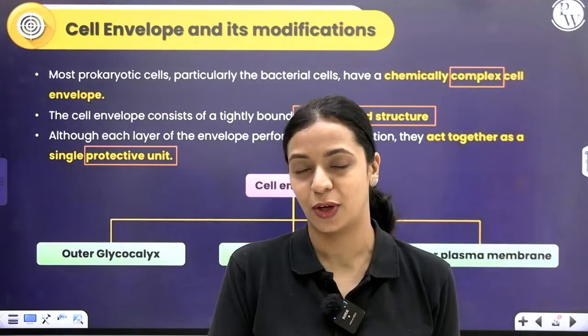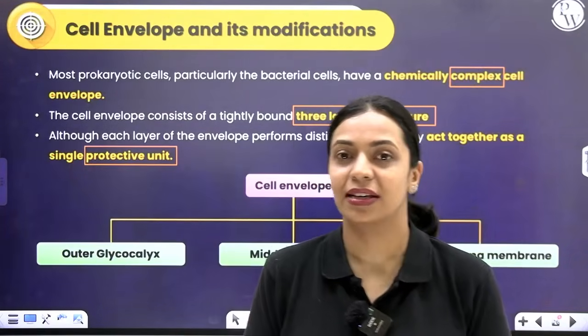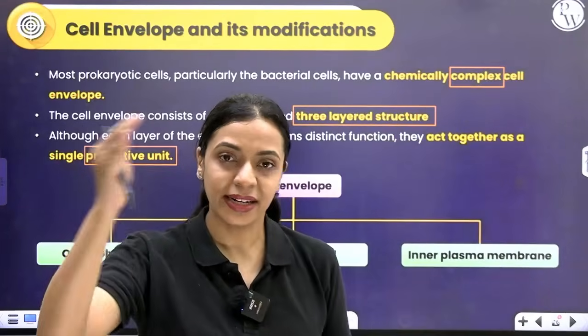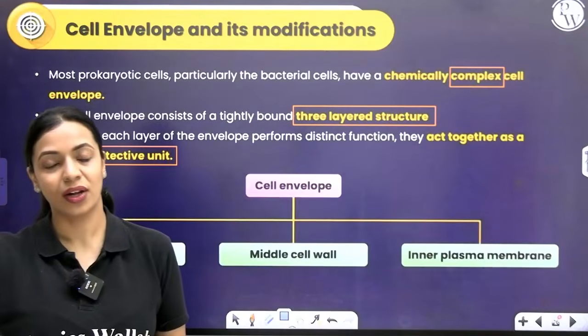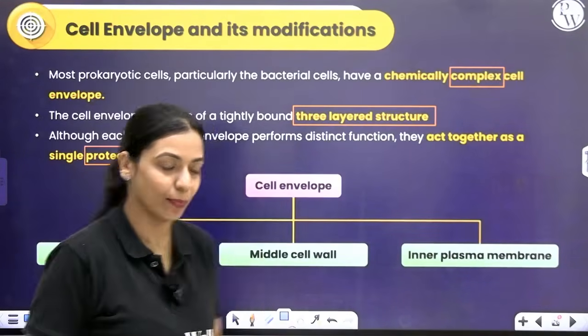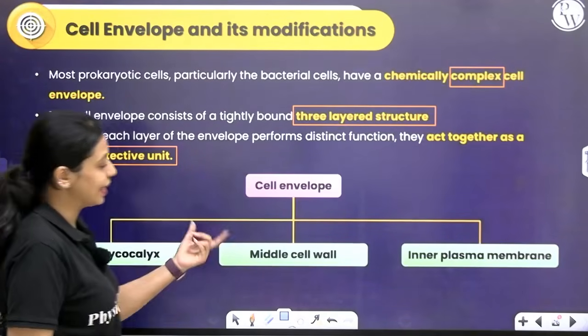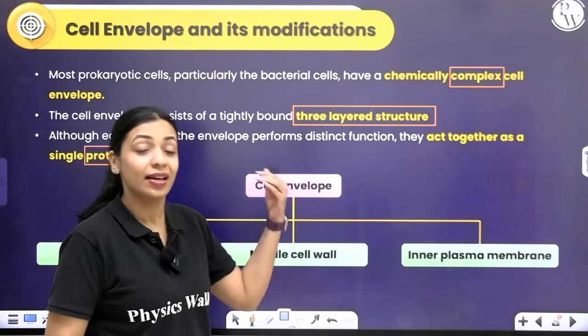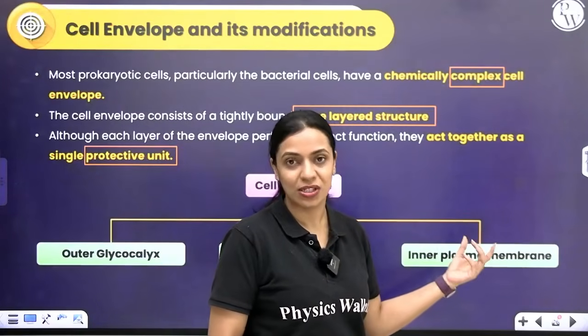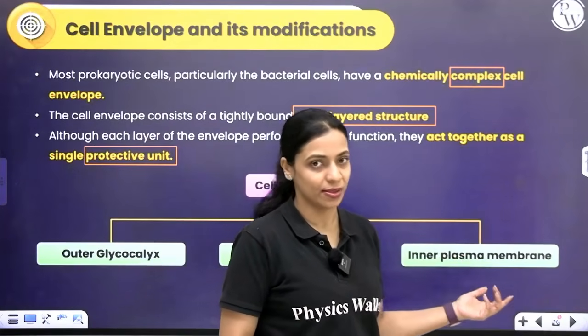Let's understand from outside to inside. The outermost layer is called the glycocalyx. Right inside the glycocalyx, you have the cell wall. Inside the cell wall, you have the cell membrane. So outermost is the glycocalyx. In the middle, you have the cell wall. Right within the cell wall, the innermost layer is your cell membrane or plasma membrane.